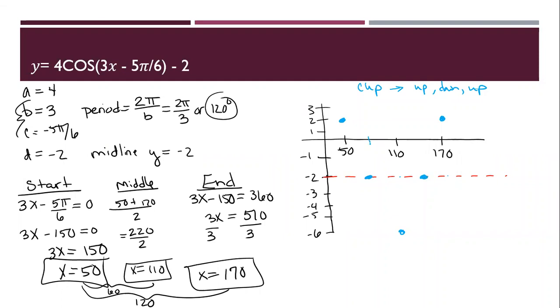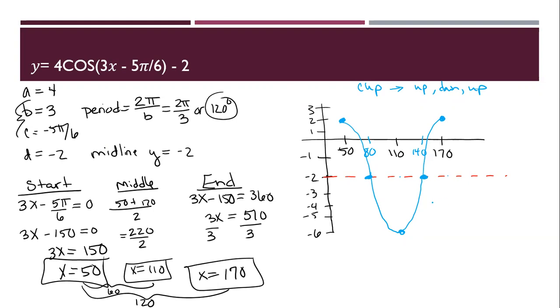Well, you got to know those sections. 50 plus 110 is 160. Divided by 2 is 80. Or we're traveling in 30-degree increments. And there's your graph.